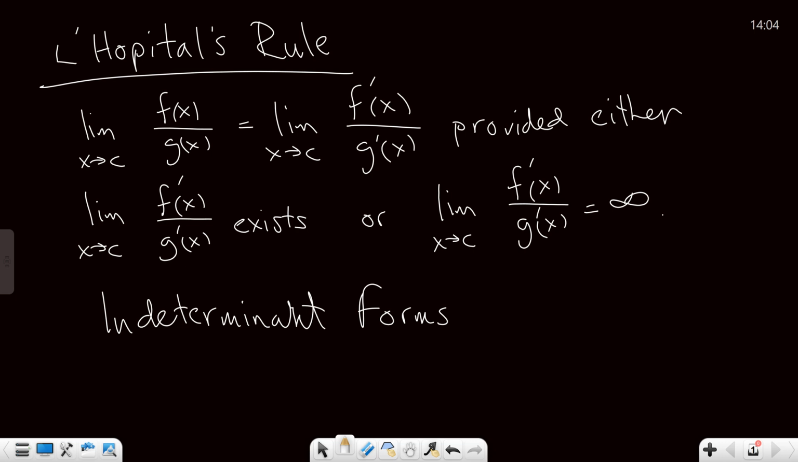And again, this is a little confusing, but once you see it in action, it'll make a little bit more sense. The thing I want to stress over and over again is that it is not a quotient rule. We're not doing quotient rule here. We're going to make it really simple. You're literally just taking the derivative of the numerator, the derivative of the denominator, and plugging and chugging again.